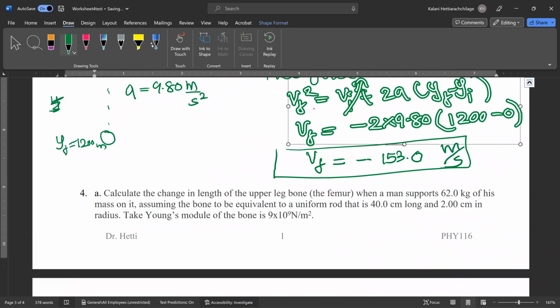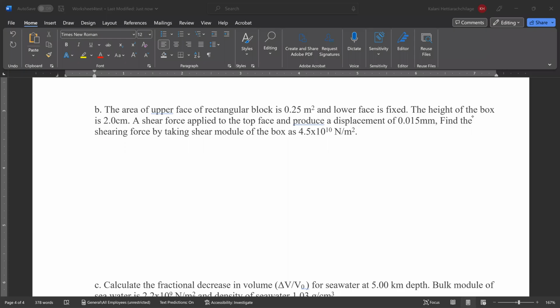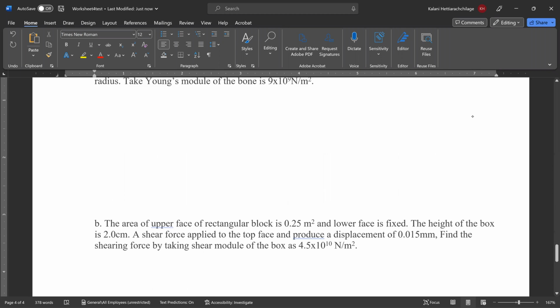So now, last question, I'm going to do it here. This is for you to practice elasticity. I have no plan to give you those questions in the quizzes, but since you learned it, it's good to practice it here. So it's stuck in here. Sorry about that. I have to post the document and reopen it.